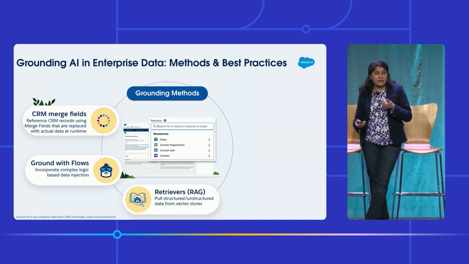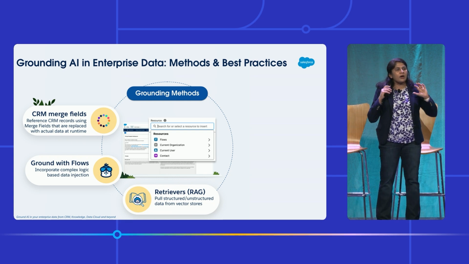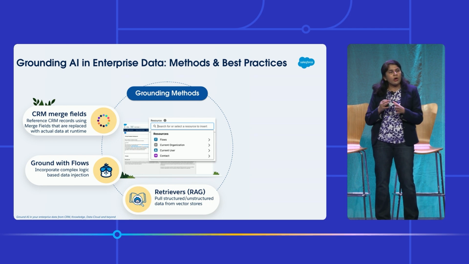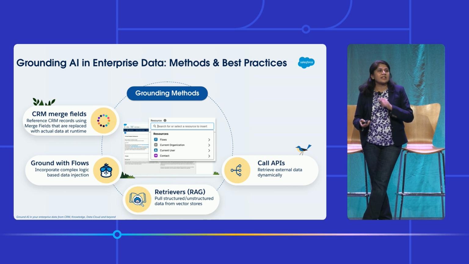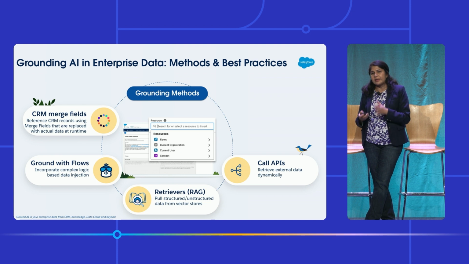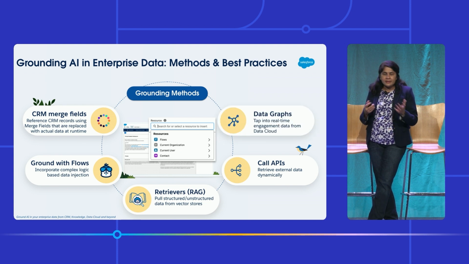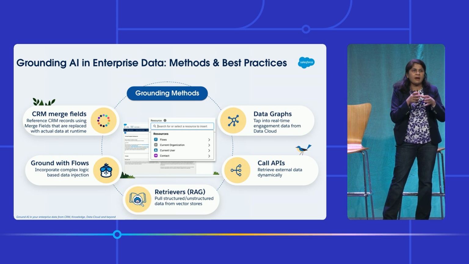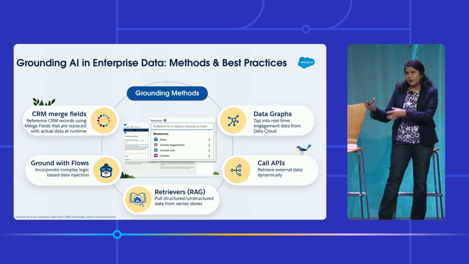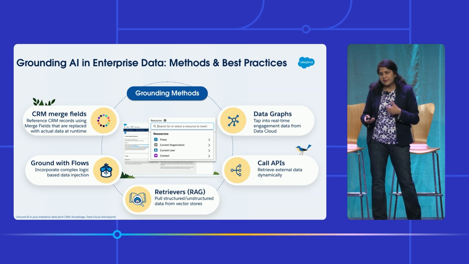And around retrieval augmented generation, very powerful. This avoids the need for model fine tuning or basically training your models on huge amounts of data. Calling APIs, especially when the data is sitting in external systems, that can be facilitated by calling APIs. And the data graphs, which is basically JSON with all the relevant attributes that you need to send to a prompt, that is supported as well.